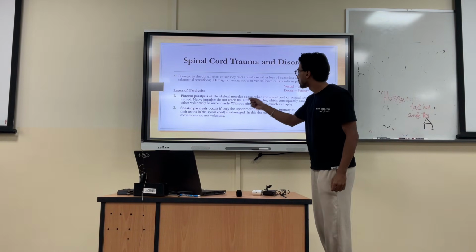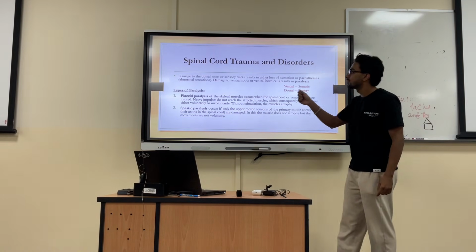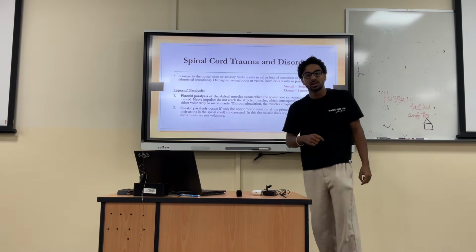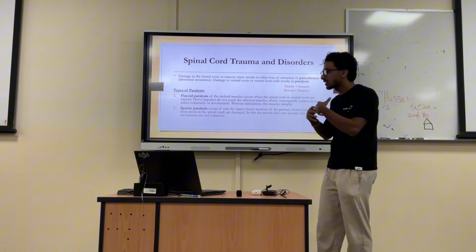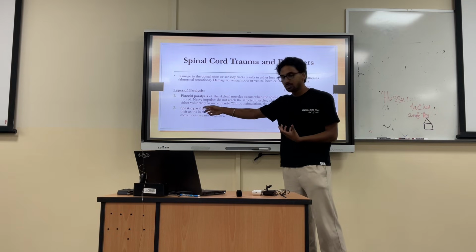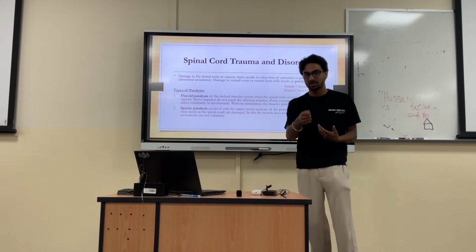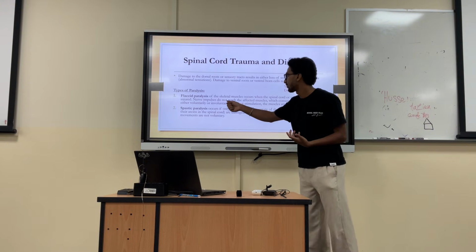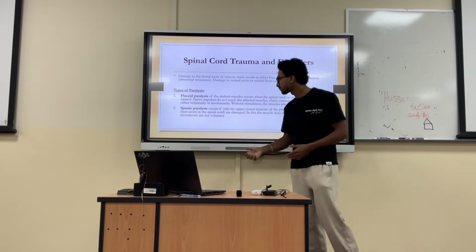The nerve impulses do not reach the affected muscles, which consequently cannot move them voluntarily or involuntarily as well. Normally a spinal cord actually has a reflex. So even if you have some kind of paralysis, if it is spastic paralysis, you would have a reflex action as well. But you cannot control it voluntarily. Now as for flaccid paralysis, without stimulation, the muscles atrophy and become smaller.